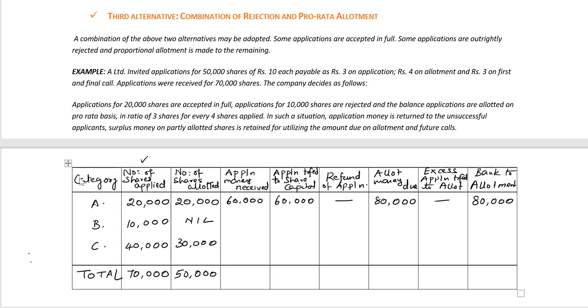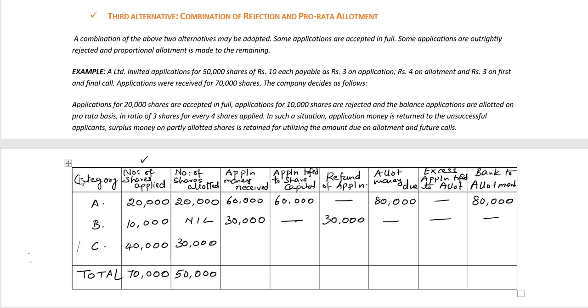Now let's do the same thing for category B. Application money received is 10,000 shares applied multiplied by 3 rupees, which is 30,000 rupees. No shares are allotted, so the application money transferred to share capital is nil. The entire 30,000 is refund of application money. Since no shares are allotted, allotment money due is 0, excess application transferred to allotment is 0, and the amount payable on allotment, bank to allotment, is also 0.